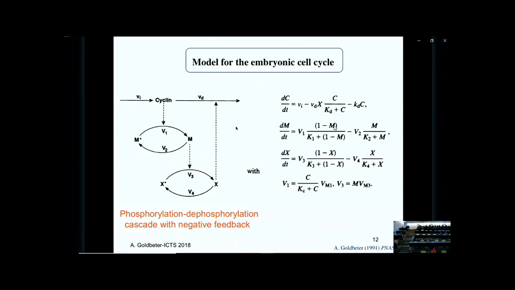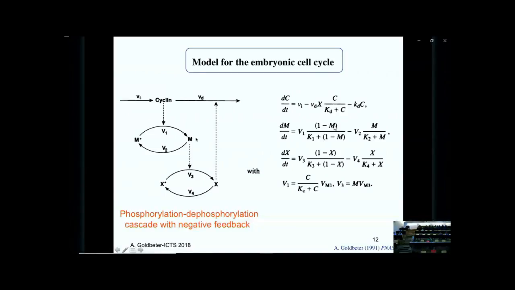exerted on cyclin. So cyclin is synthesized constantly at a certain rate, VI, and then degraded. And cyclin accumulation leads to the activation of M, which is CDC2 kinase. The active form of the CDC2 kinase is called M, and it can be inactivated by phosphorylation, by a kinase called V1. So M plus is the inactive, phosphorylated form of CDC2 kinase. The enzyme, which has a rate of V1, is a phosphatase called CDC25.